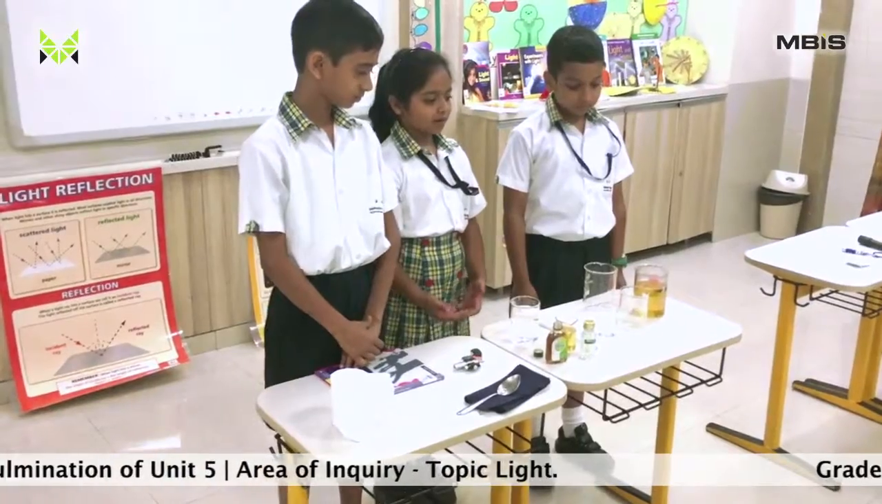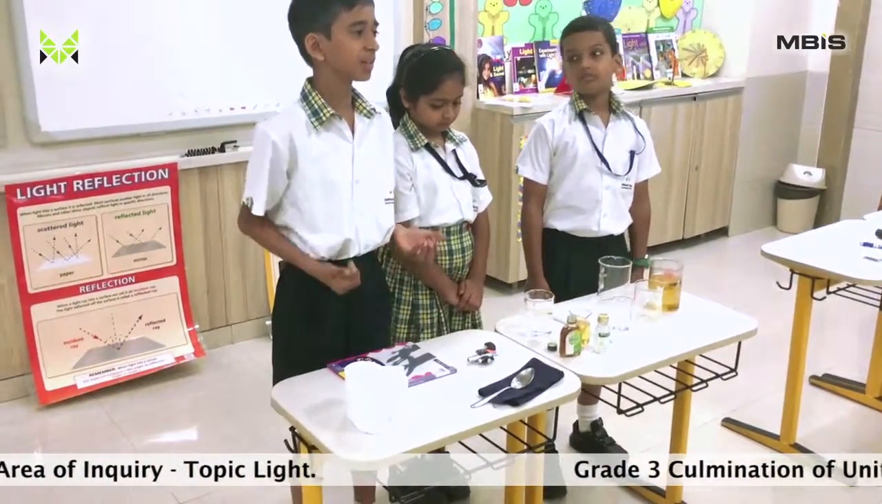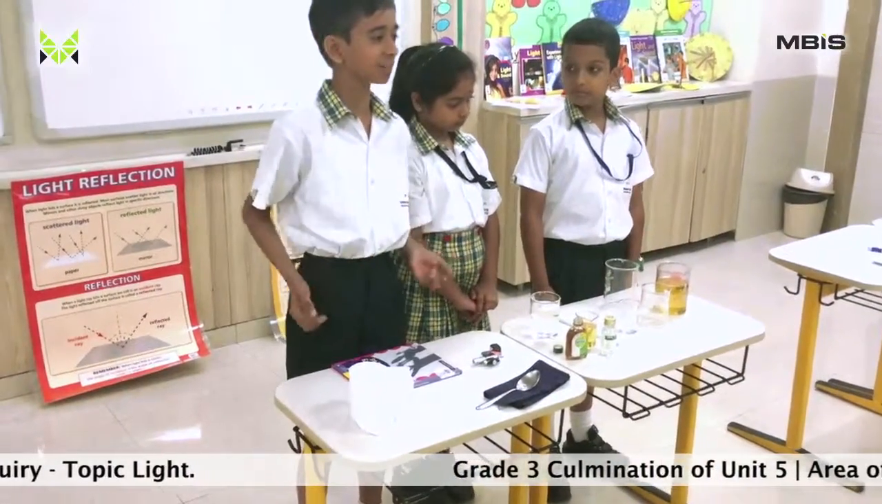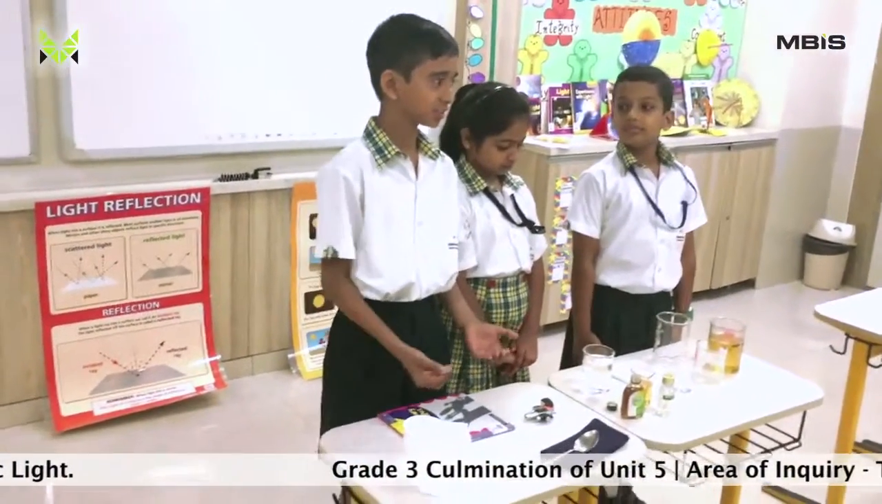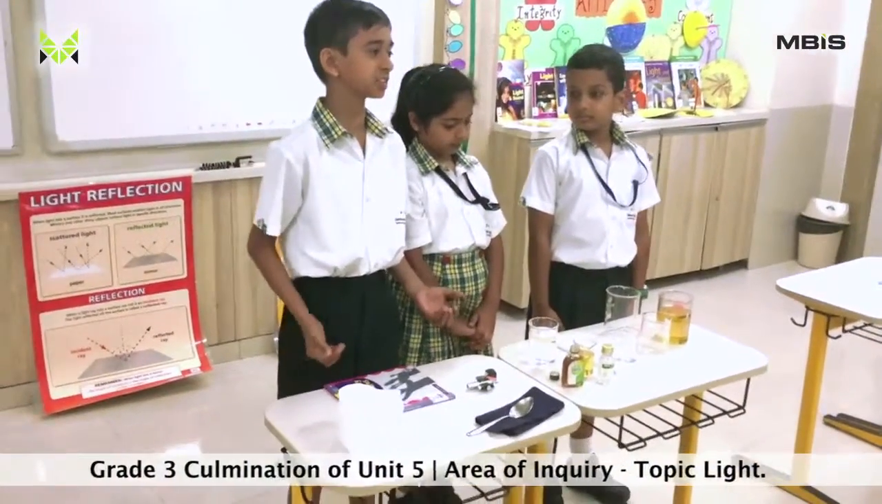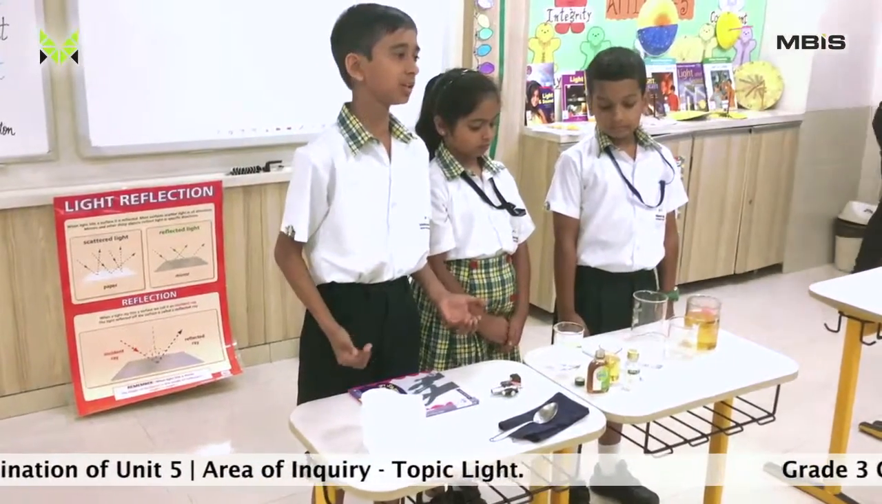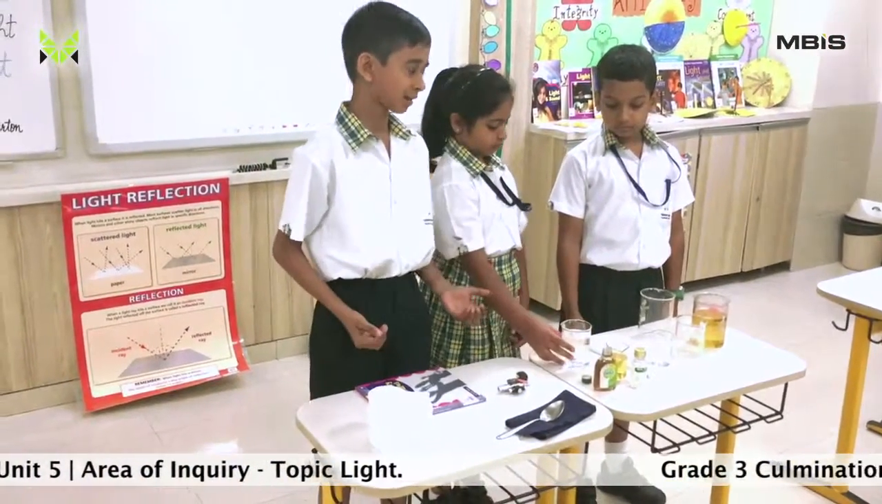Here the light ray passes from air to glass and back to air. As we know, when light passes from one medium to another, it changes its speed. And this change in speed causes a change in direction. This effect is called refraction. An object is visible if it reflects or refracts light.